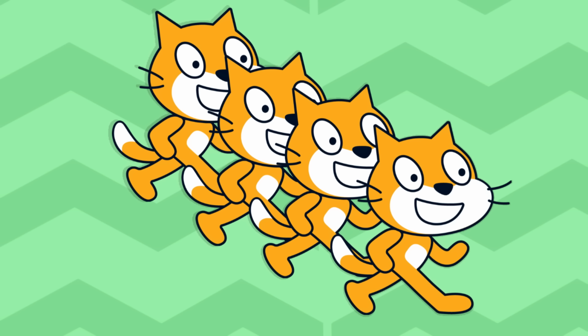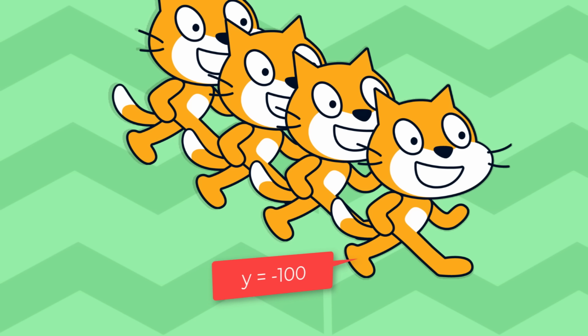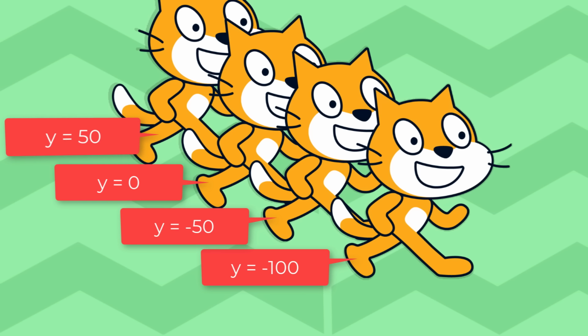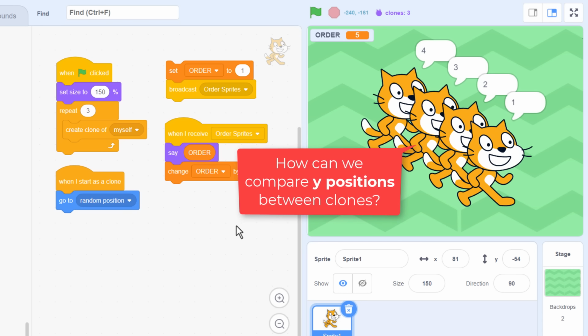How do we know which should be in front of the other? Well, for now, we can use each sprite's Y position. Any sprite that is further down the screen should be moved in front of the sprites higher up the screen, just like they are right now. So stop right there. All we have so far is the order number of each sprite. How are we going to compare Y positions between clones and other sprites?